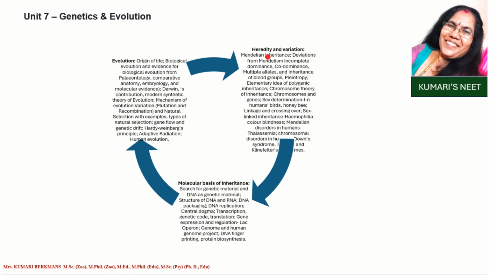If you see heredity and variation: Mendelian inheritance, deviations from Mendelism, incomplete dominance, codominance, multiple alleles, and inheritance of blood groups, pleiotropy and the elementary idea of polygenic inheritance, chromosome theory of inheritance, chromosomes and genes, sex determination in humans, birds, honeybee, linkage and crossing over, sex-linked inheritance, hemophilia, colorblindness, Mendelian disorders in humans, thalassemia, chromosomal disorders in humans: Down syndrome and Klinefelter syndrome.